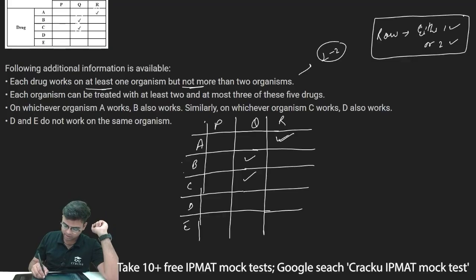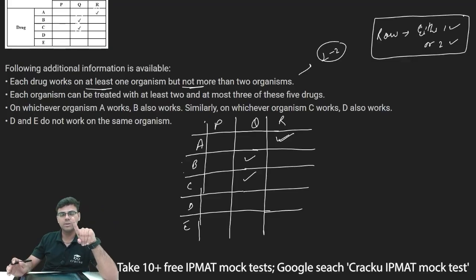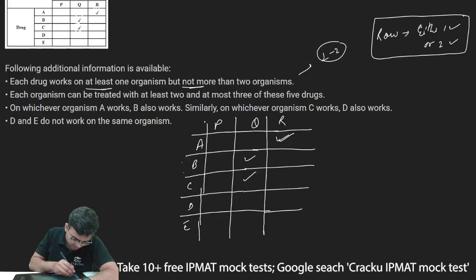So the number of ticks in each row can be at least 1 and at max 2. So in each row, either 1 tick should be there or 2 ticks should be there. There cannot be a case when all are crosses or when all are ticks. So the first condition is done.